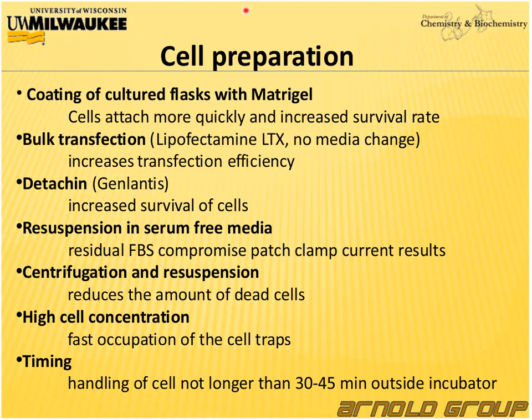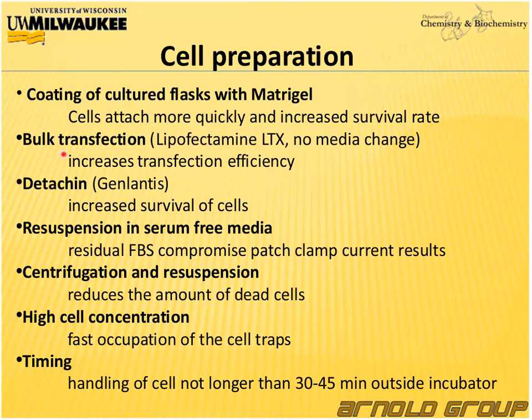So now I want to give you some pointers on how we optimized our cell preparation, and that was very important for us to get these good results. So first of all, we are coating all our culture flasks with Matrigel. That makes the cells attach more quickly, and once we are applying the transfection reagent, the cells are also staying attached.